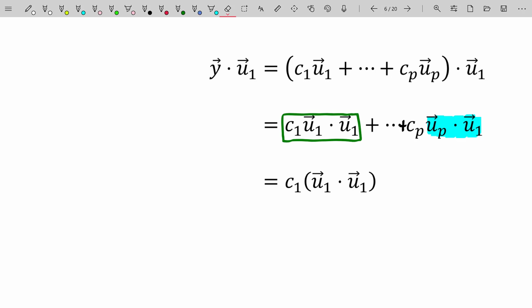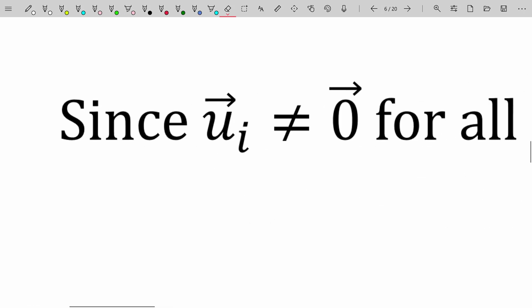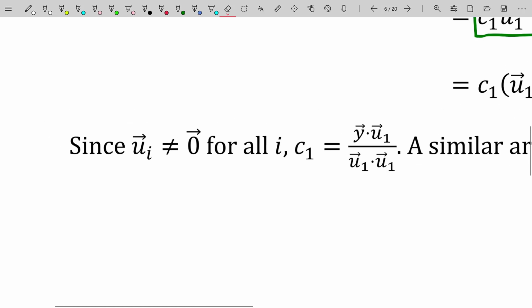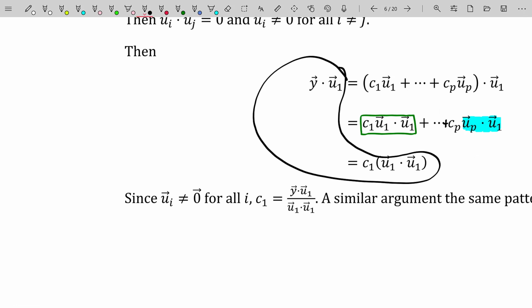with u1. Now again, just by the same argument I made in the last video, that all of these vectors in this orthogonal basis are non-zero, then u1 dotted with u1 is non-zero. In fact, it's positive. So that's what I'm saying here. Since u sub i is non-zero for all i, then we can divide both sides of this equation that I'm circling up right there. You can divide both sides of it by the dot product u1 dotted with u1. And now you have what the coefficient c sub 1 is. It's y dotted with u1 divided by u1 dotted with u1.